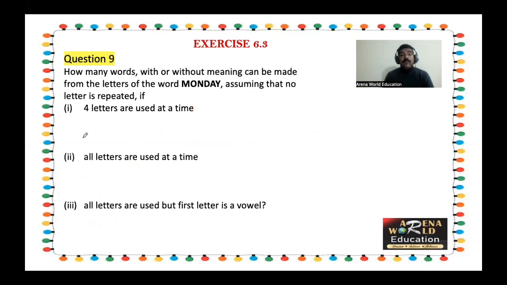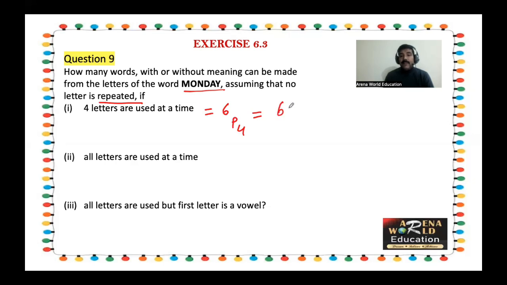So now let us solve question number 9. Here what we have to find, how many words with or without meaning can be made from the letters of the word MONDAY, just like the previous question, assuming that no letter is repeated. So what is the first part? 4 letters are used at a time. In the previous question, all letters we were using. So here 4. So it means total are how many? 1, 2, 3, 4, 5, 6, and no letter is repeating. So answer will be what? 6P4.